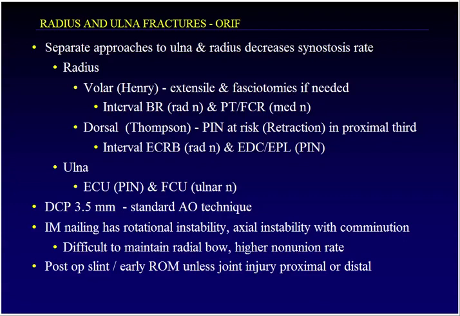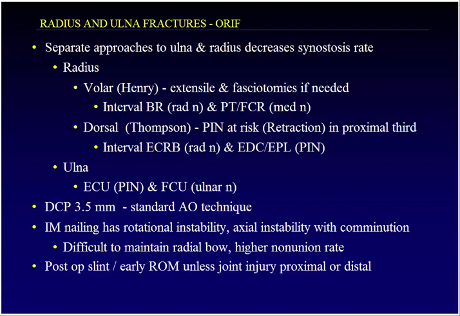The ORIF for both bone forearm fractures is typically performed through separate approaches. Resist the temptation to try to reduce these through a single approach because of the very high risk of synostosis of the forearm caused by that. You typically will want to do a volar or Henry approach for treatment of radial shaft fractures. It's extensile. You can literally expose the entire length of the radius. It utilizes the interval between the brachioradialis and the pronator teres proximally, and the flexor carpi radialis distally, and of course that is an internervous plane.